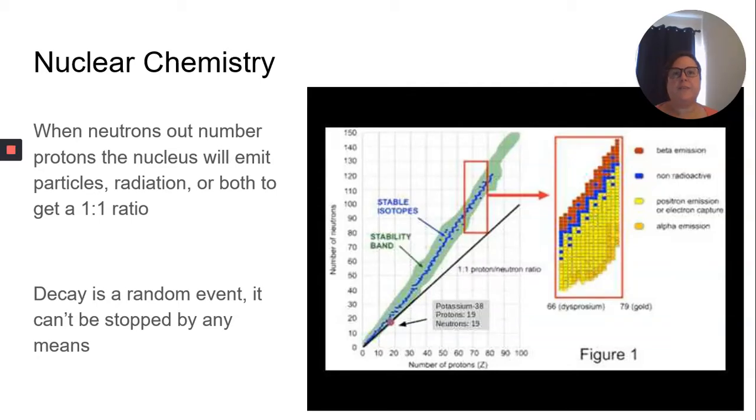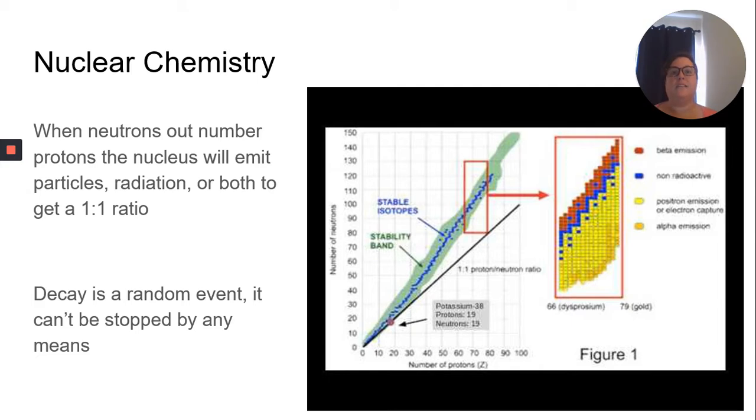All right, we're going to talk about nuclear chemistry, and at this level of chemistry we talk very briefly about it. We don't go very in depth. So nuclear chemistry, the nucleus of the atom, so we're talking about the protons and the neutrons, decays. So it falls apart or it can fuse with other nuclei. And it does this when there's not a balance between the number of protons and neutrons. So when the neutrons outnumber the protons, it will undergo some type of decay.